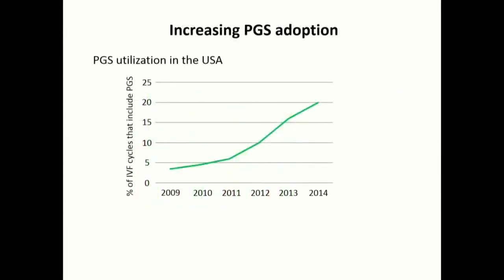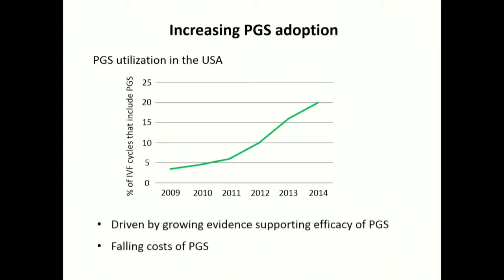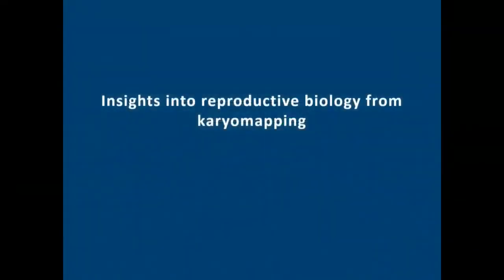This has led to a very big increase in the utilization of this kind of chromosome screening in the United States. So today we think probably about a quarter of all IVF cycles have chromosome analysis, and that's driven partly by the increased evidence for this approach, and also because the costs of this kind of analysis have been falling.